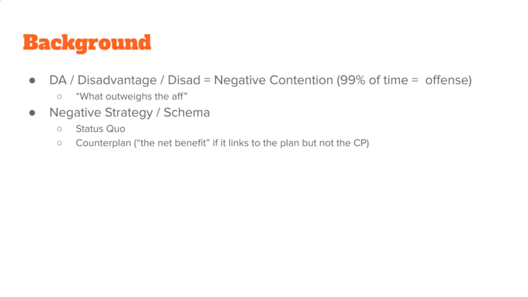From the larger schema of things, a disadvantage is usually the thing that goes with the status quo. The status quo is a Latin term that means how things are right now. The plan is a deviation from the status quo: we should keep everything how it is except for this one change, and that's our plan to do this one thing. The negative says, I don't want to do that one thing. I like how things are right now. And if we do that one thing, something bad is going to happen. That is a disadvantage.